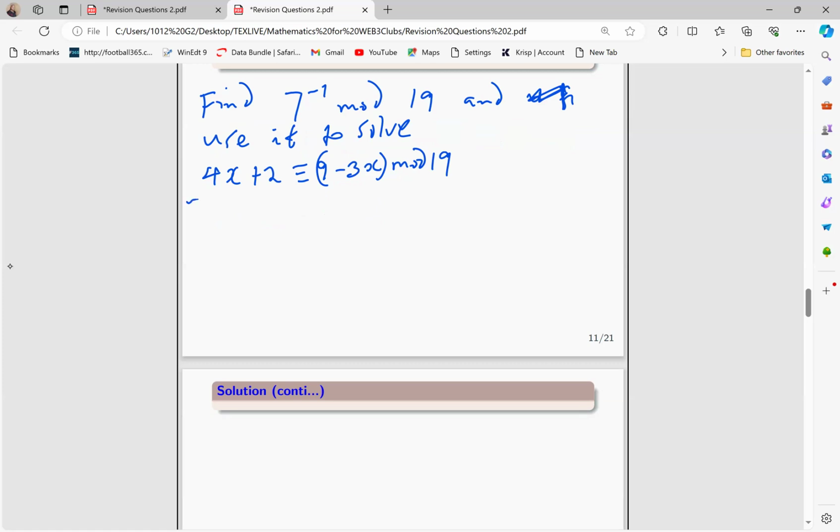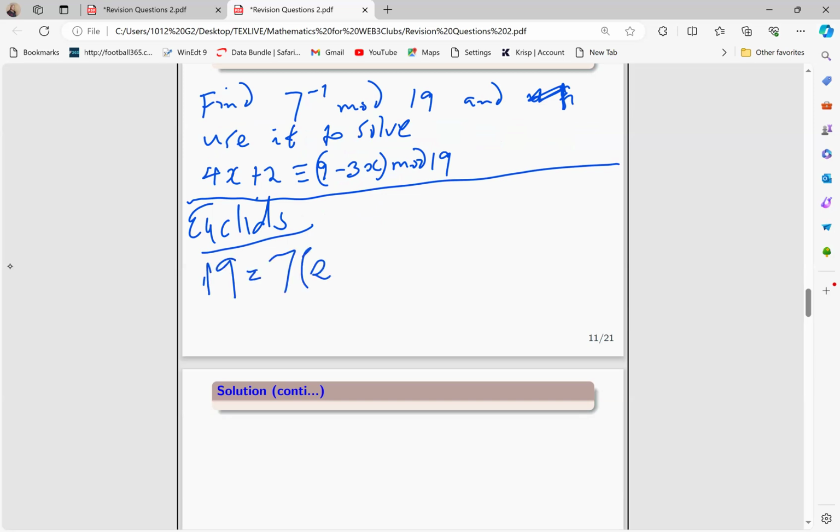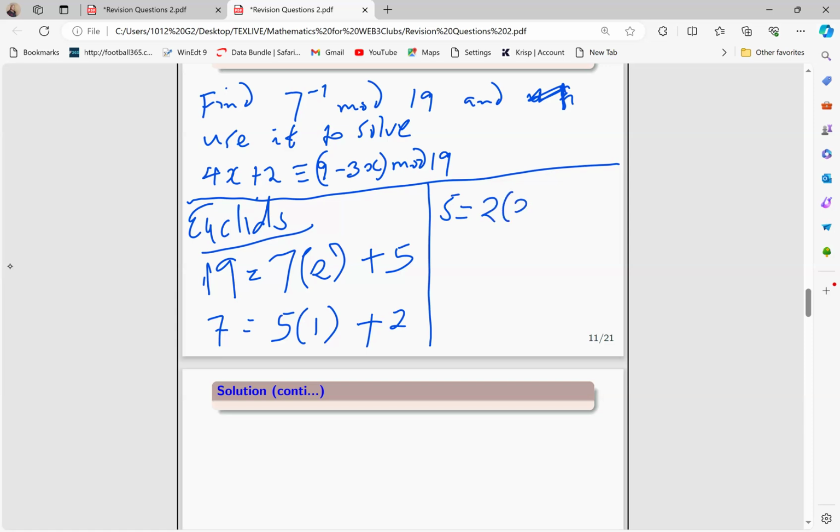We start by finding the GCD, so the Euclidean algorithm. Given 19, how many times does 7 go? Twice, with a remainder of 5. Given 7, how many times does 5 go? Once, with a remainder of 2. Given 5, how many times does 2 go? Twice, with a remainder of 1.